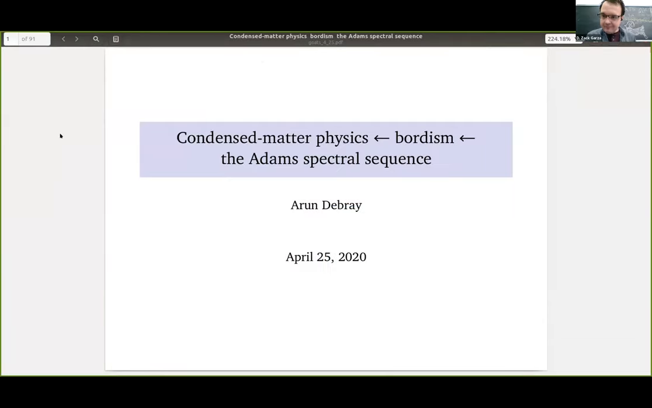So first, I'd just like to say thanks to the organizers for putting on this fun conference. I thought it was really neat how, as everything started closing down, people reacted in lots of different ways. A lot of mathematicians said, okay, now we can take this opportunity to put our seminars online and to make online conferences and just reach out to each other.